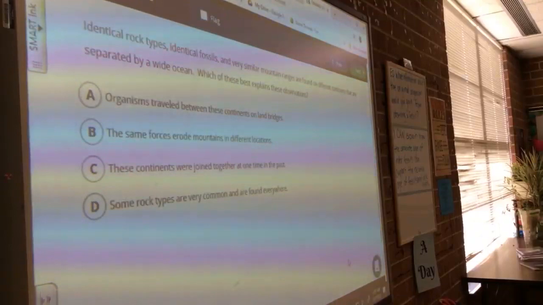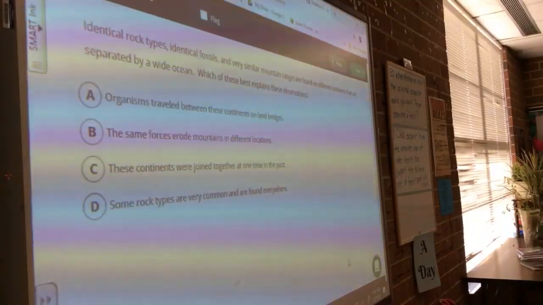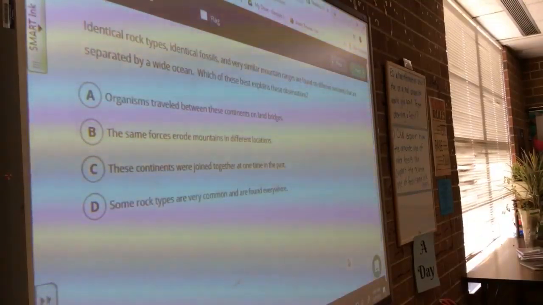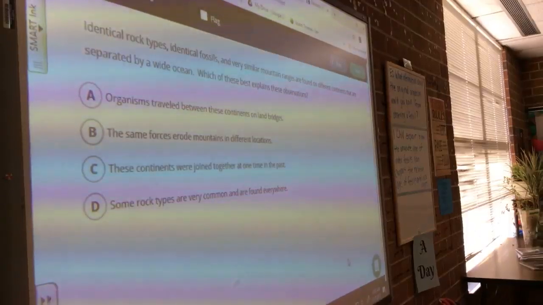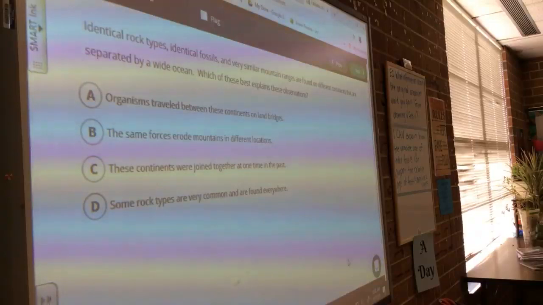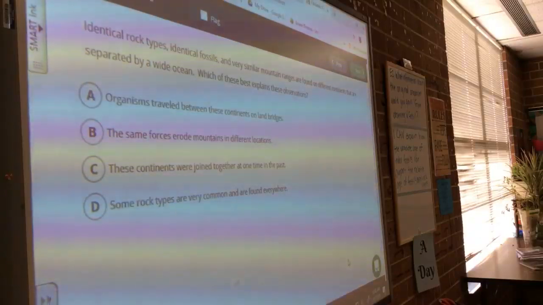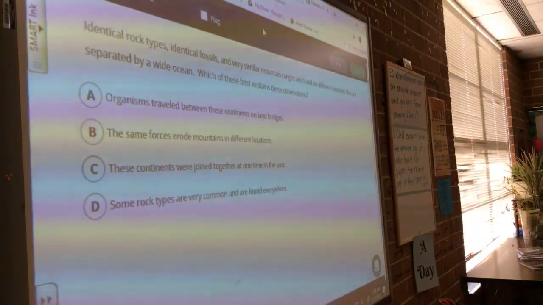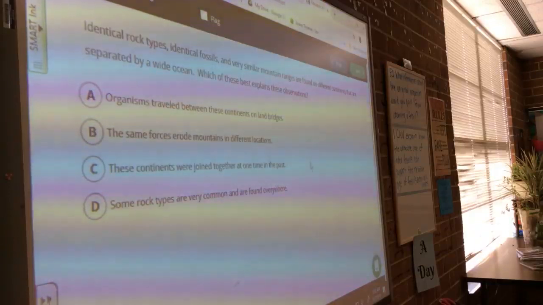All right. Identical rocks, identical fossils, and similar mountain ranges are found on different continents that are separated by oceans. Why are they found on different continents? So the continents were joined together at one time in the past. Who agrees?